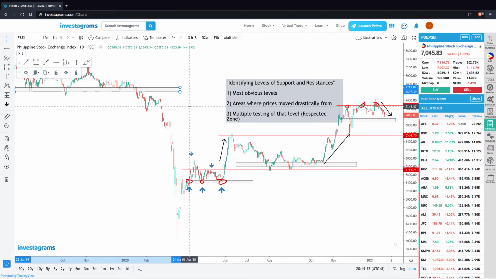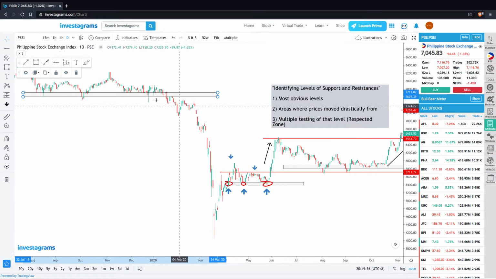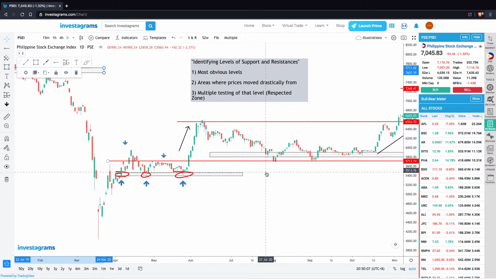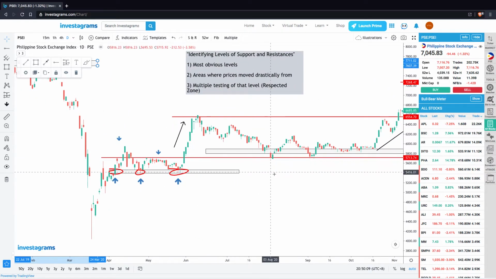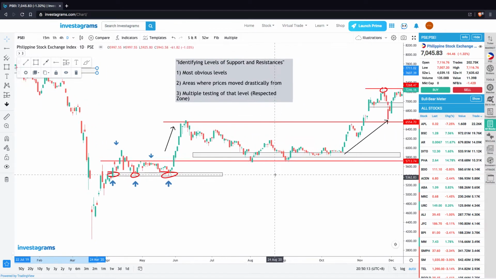So yeah, I think you should be able to tell it by the movement of the candles. Like this one, it broke below, but it tried to break back up, and then it became a resistance. So support areas could become resistances, and resistances could become support for future candles, if ever.